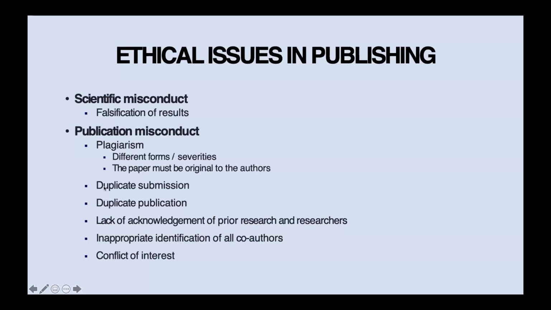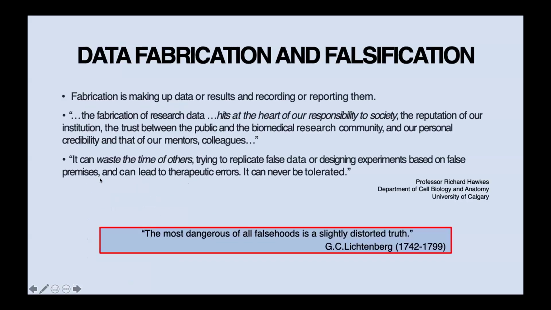Duplicate submission. Some people send the same article to several journals for publication. Lack of acknowledgement of prior research and researchers, inappropriate identification of all co-authors, and conflict of interest. Normally we need to declare the conflict of interest at the end of the publication process, before publishing. So that is also one of the things you need to think of.